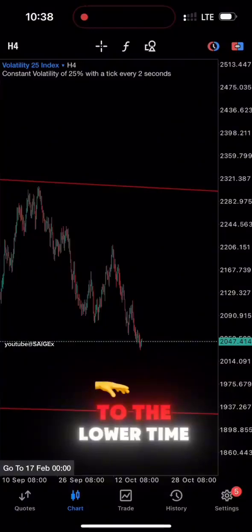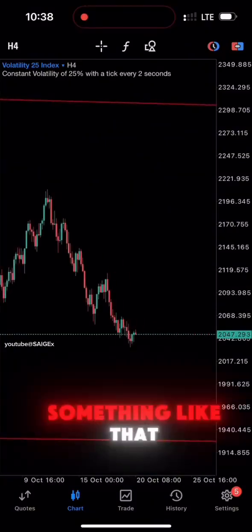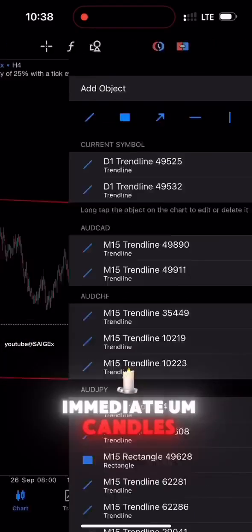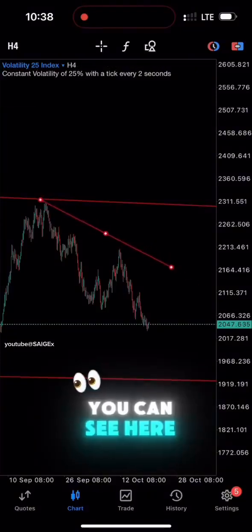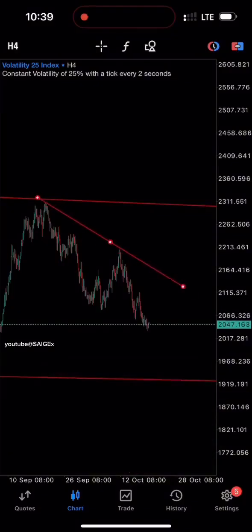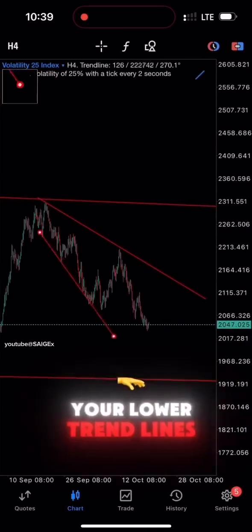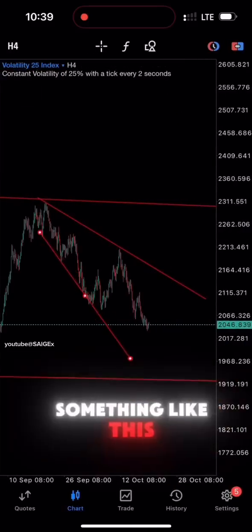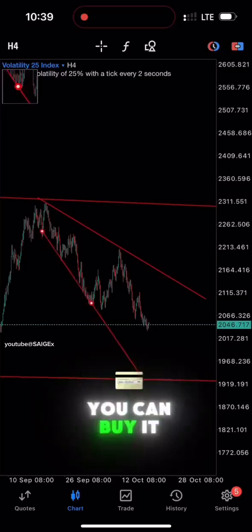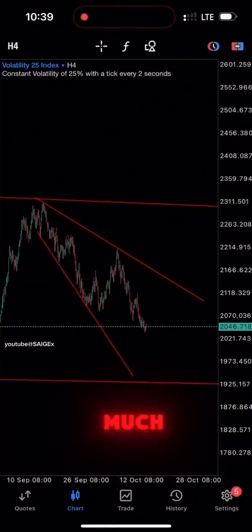So when we go to the lower time frame here, we zoom in, we try to draw something like that. You don't draw on the immediate candles, you just zoom out just a little bit. You can see here, when you join your wicks using the trend line, and then you draw your upper trend line, and then you draw your lower trend lines, you have something like this. But then you can see it's just a downtrend, but you really don't know the next step. You can buy here and it can start selling, or you can sell and it can start buying. You don't know that much.